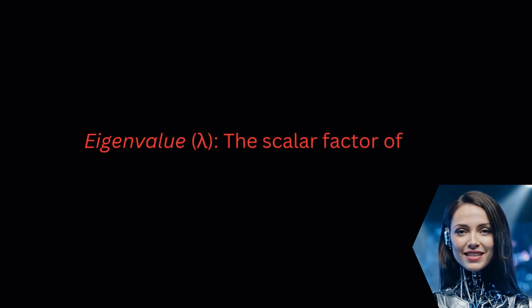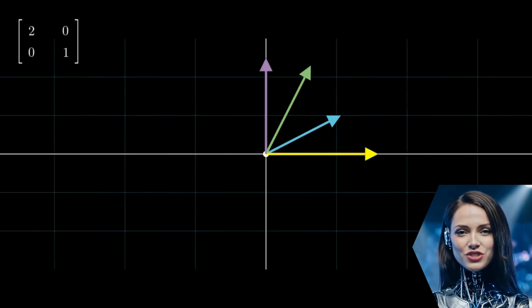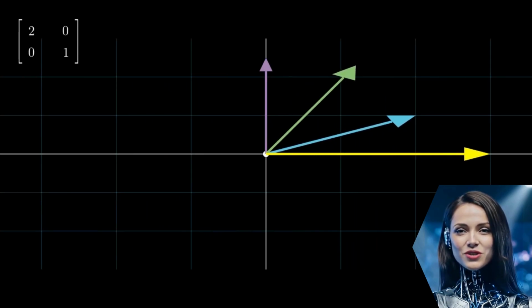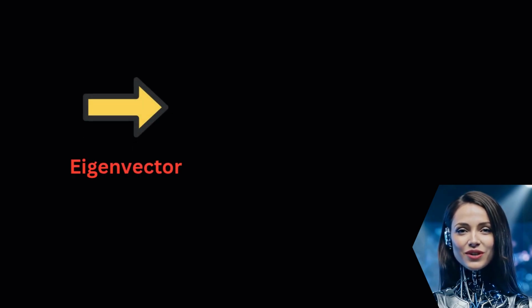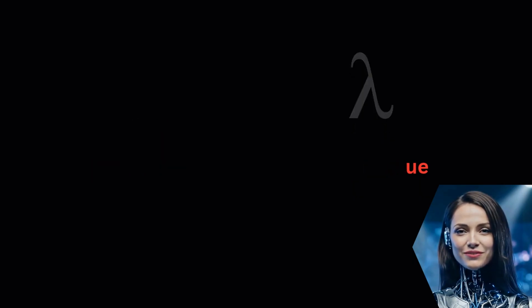Now what about the eigenvalue? An eigenvalue is the scalar factor by which the eigenvector is stretched or shrunk. It is the measure of how much the eigenvector changes in magnitude. For our horizontal eigenvector, we stretched it to twice its original length, so its corresponding eigenvalue is 2. For our vertical eigenvector, its length did not change at all. It was multiplied by 1, so its corresponding eigenvalue is 1. That's it. That is the entire core concept. An eigenvector is an unchanging direction, and an eigenvalue is the scaling factor associated with that direction.